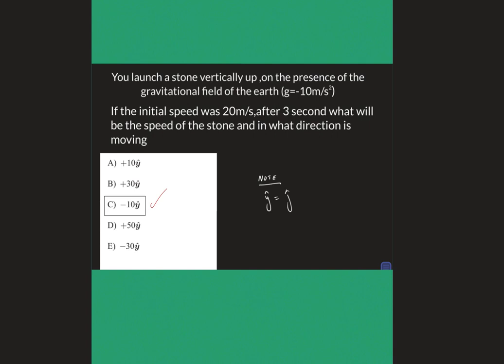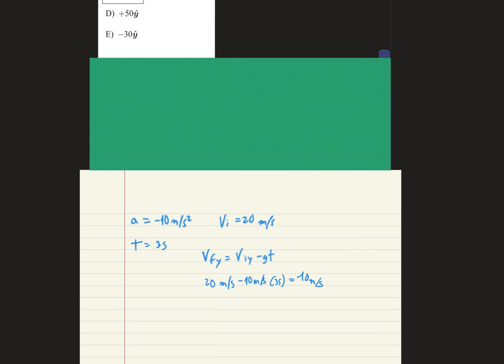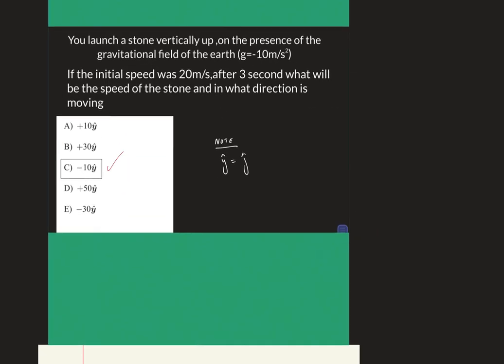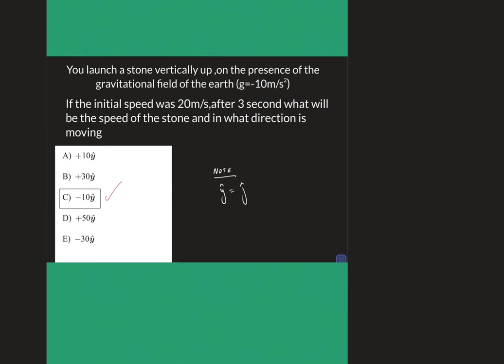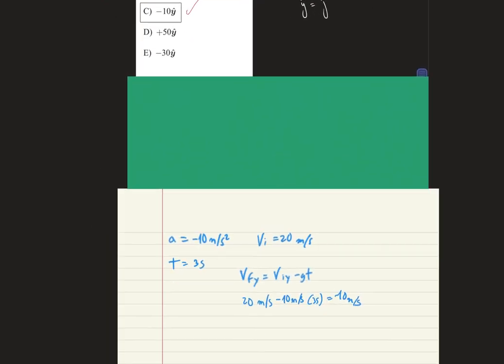Alright, so we have the next question. You launch a stone vertically up in the presence of the gravitational field of the Earth, where gravity equals negative 10 meters per second squared. If the initial speed was 20 meters per second, after 3 seconds, what will be the speed of the stone, and in what direction will it move? Okay, so we know A, which is negative 10 meters per second squared. Why do we know that? A is basically G, gravity. And the initial speed, which is 20 meters per second.